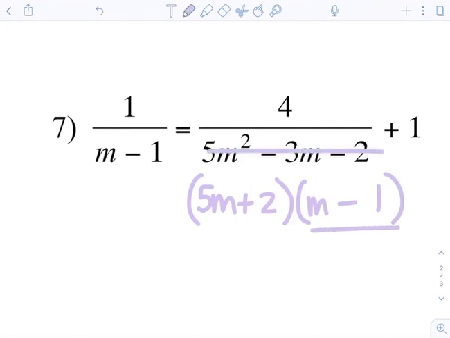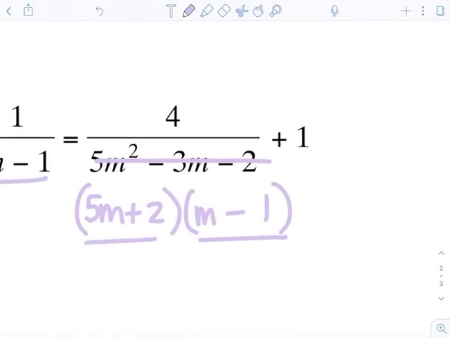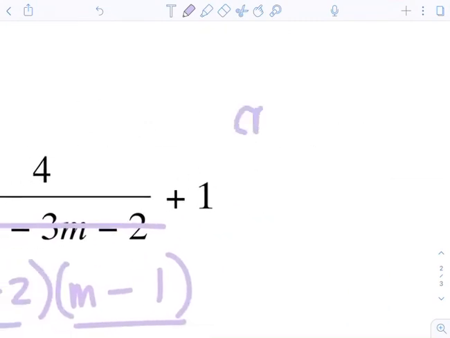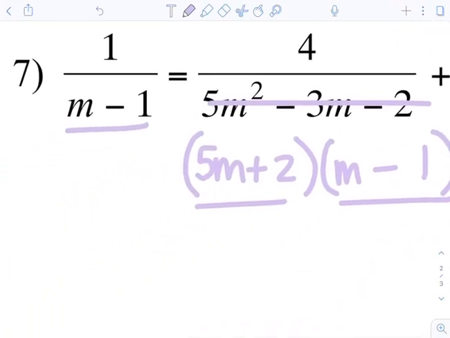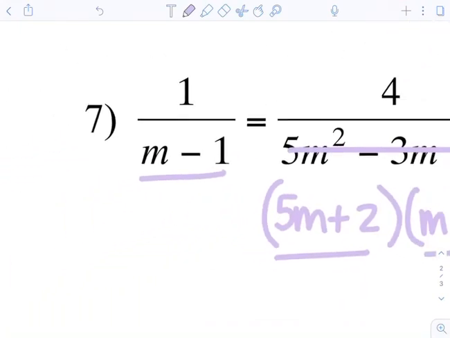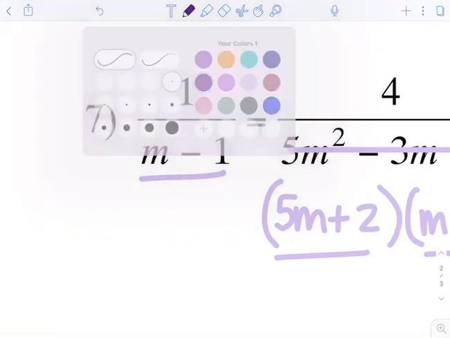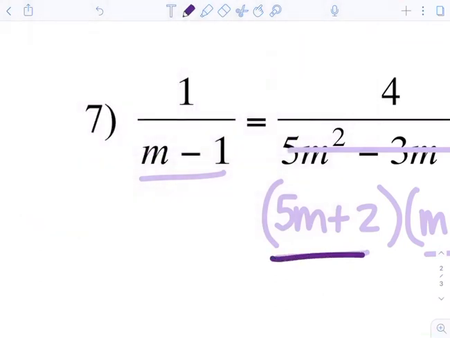So I have an m minus 1, m minus 1, and then a 5m plus 2, so that's my common denominator. M minus 1, we're not going to worry about the 1 because it doesn't have a denominator, okay? So I'm going to multiply this first one by what it's missing from the common denominator. It's missing the 5m plus 2, so I'm going to multiply by 5m plus 2.